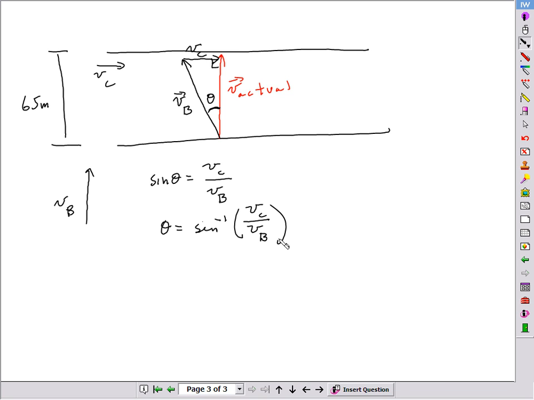Now, if I want to know how long it's going to take me to get straight across the river, I need to know the actual velocity, because that's the straight across velocity, and the straight across distance, 65 meters, is what I know. So let's see how we can go about finding the time to go straight across.